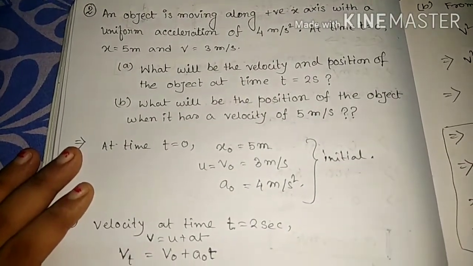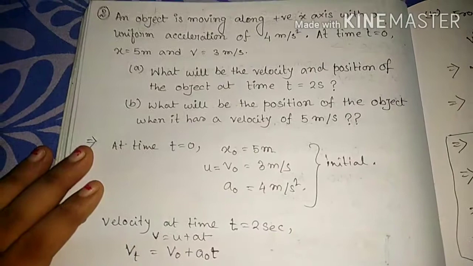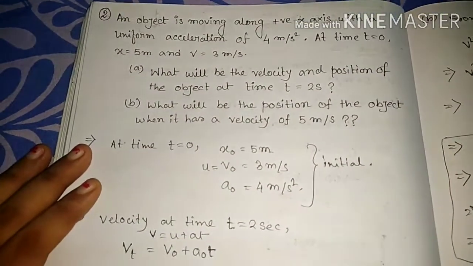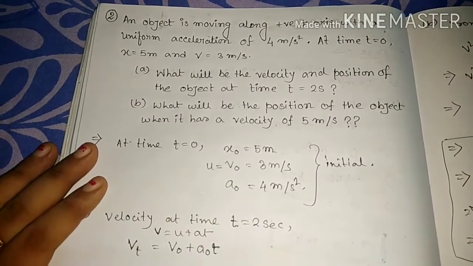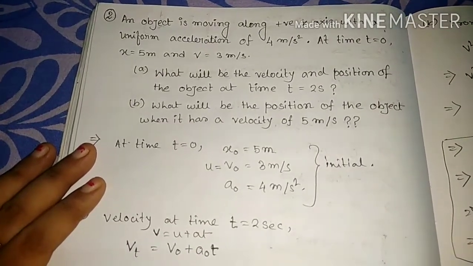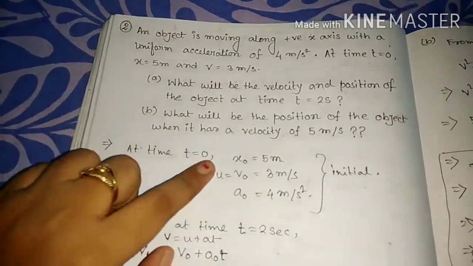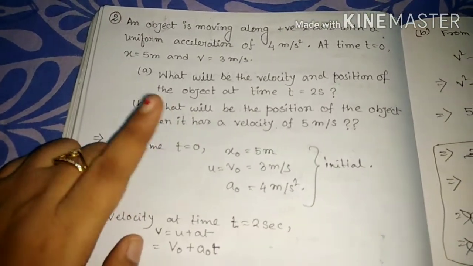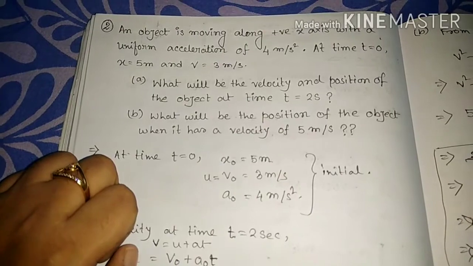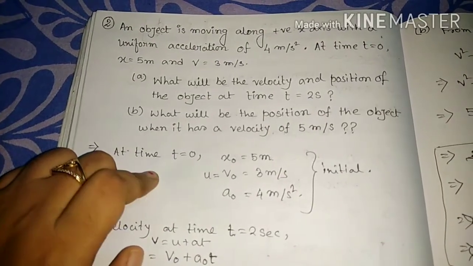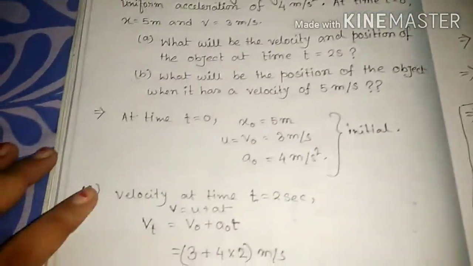Okay, what do we find out? What will be the velocity and position of the object at time t equals 2 seconds? After 2 seconds, what will be its velocity? That means v, the final velocity, and the position x we find out. Let's see how we find out.